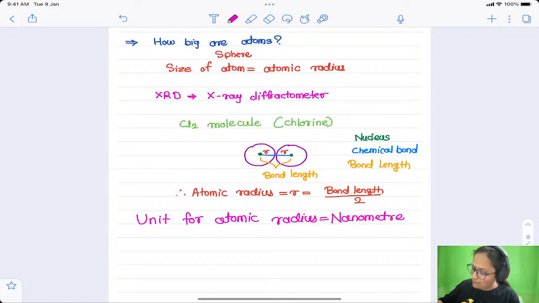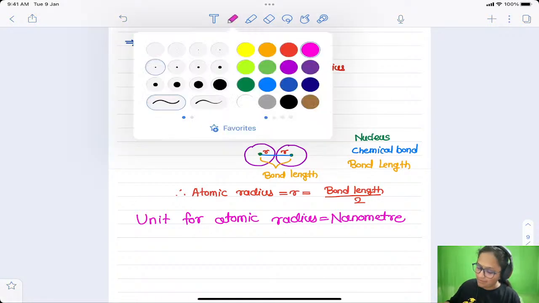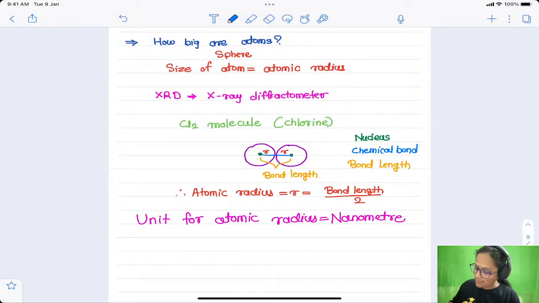Okay, now for that purpose there is also a conversion factor. So 1 nanometer is equal to 1 by 10 power 9 meters.